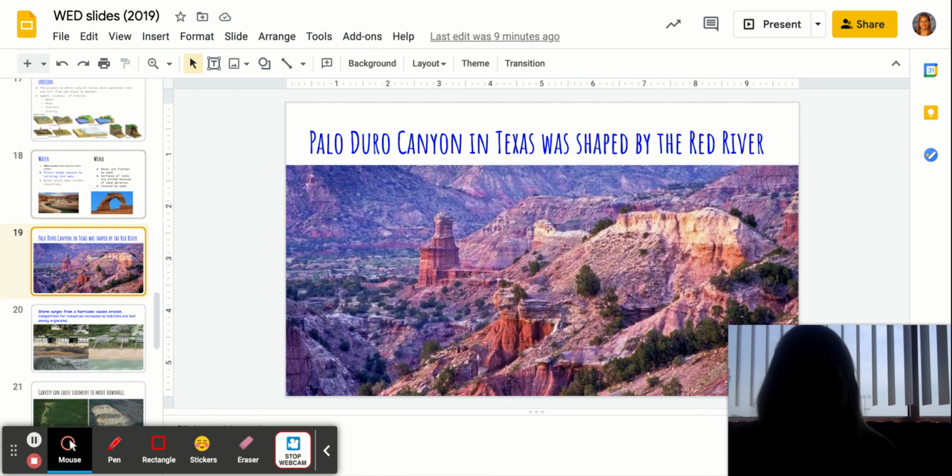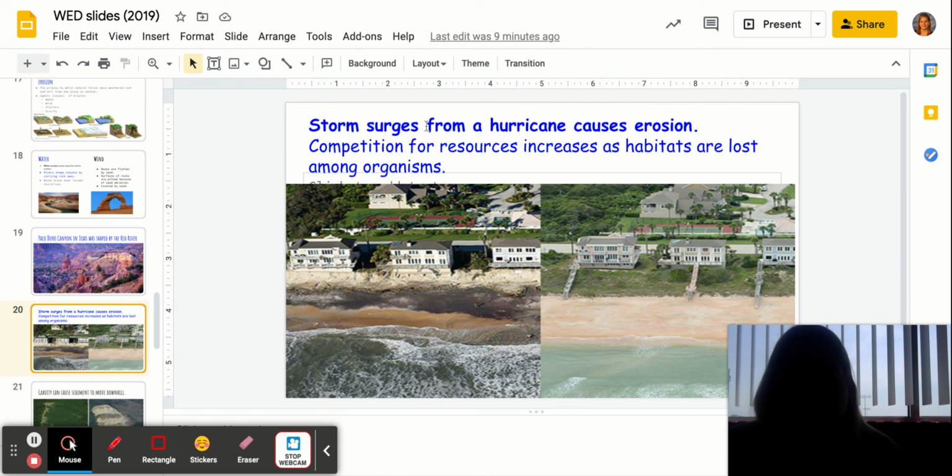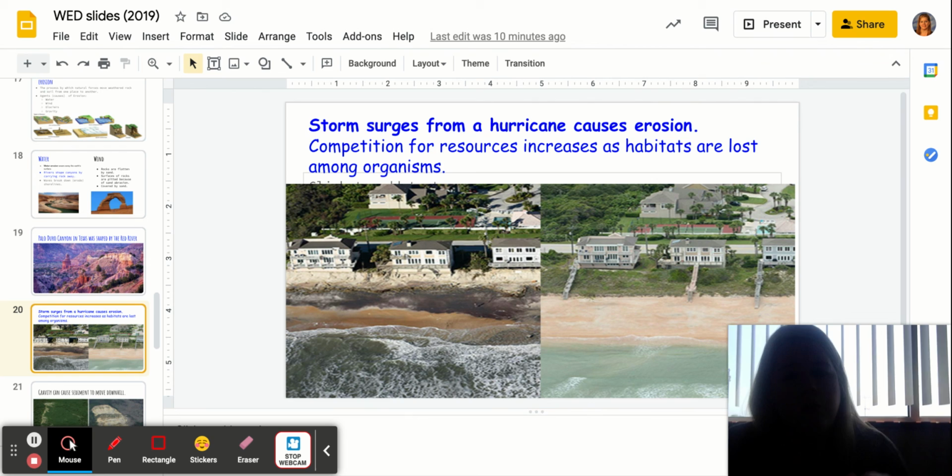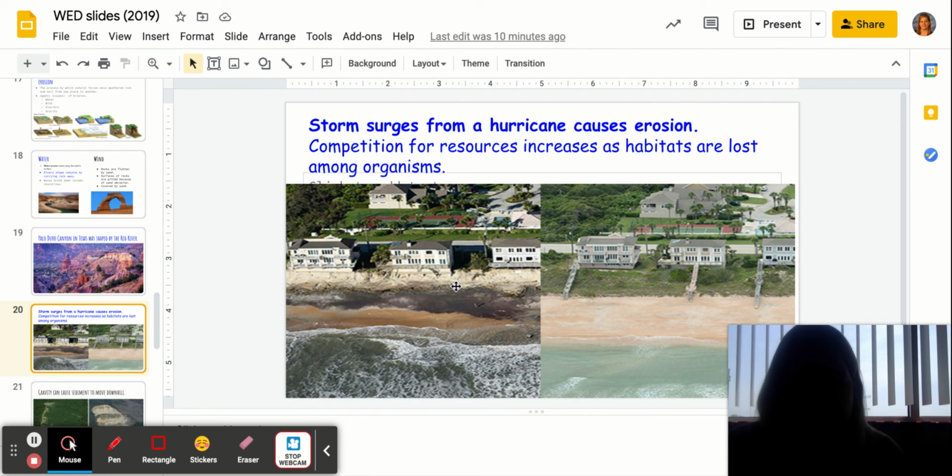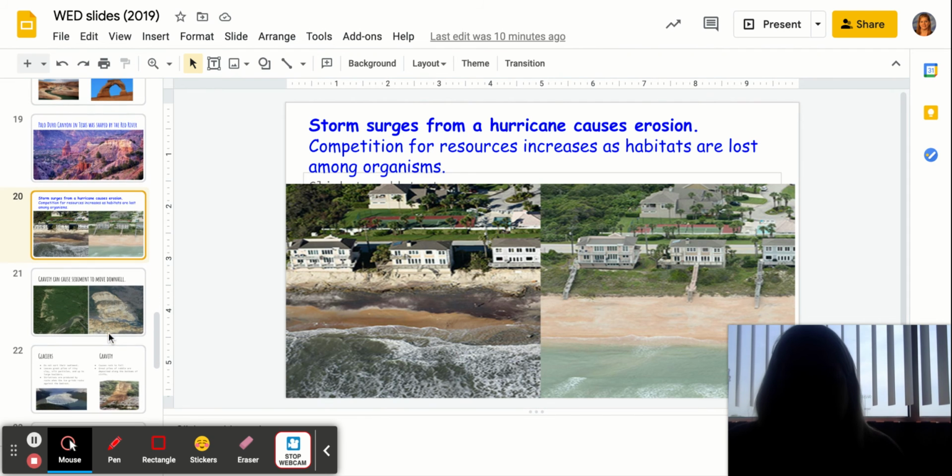It's a state park. Okay, so storm surges from a hurricane can cause erosion, and when this happens, competition for resources increases as habitats are lost among organisms. So as you can see, this was caused by a storm surge. This is what it normally would look like, but after a storm, you can see that even the sidewalks that lead to the beach were completely destroyed. And you can see the loss of grass here, and that is soil erosion.